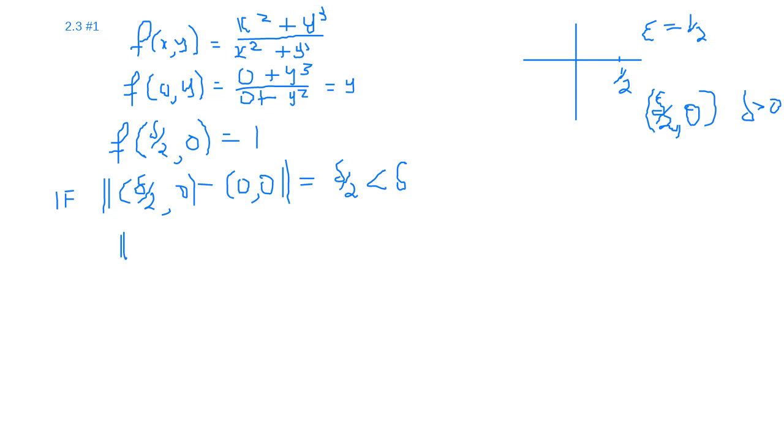Even if that is true, I still have that the distance between the function value at delta over 2, 0 minus 0 is going to be 1, and that is not less than epsilon. That is a contradiction, so the limit does not exist.